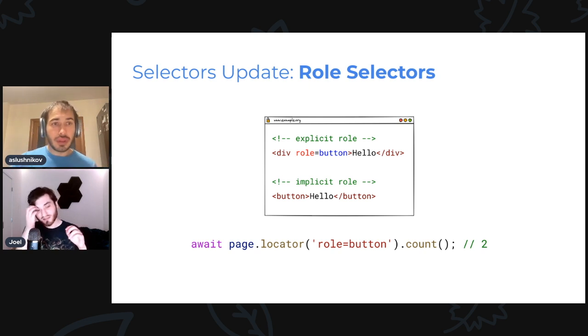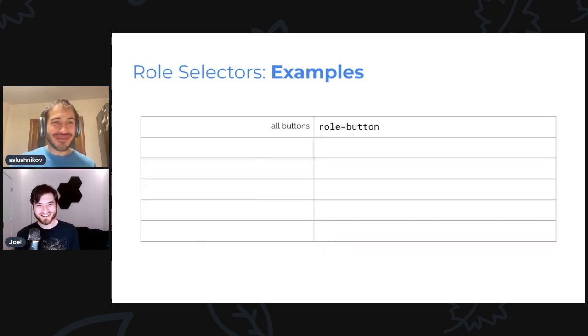So this is not looking at the role attribute. This is looking at the accessibility tree that a screen reader or other assistive technology would see. It's looking precisely for buttons. It doesn't care if they're divs or buttons.